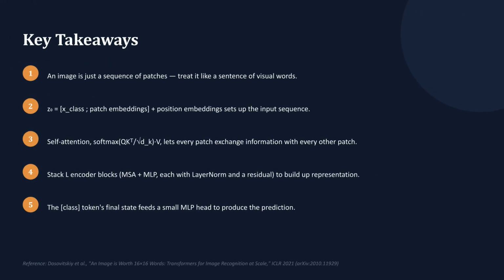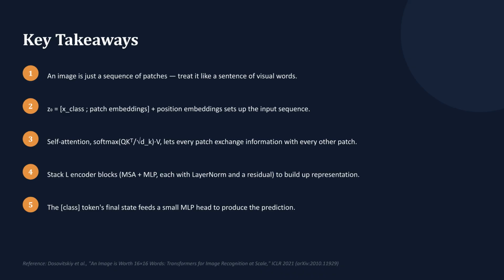Let's bring it all together. 1. An image is just a sequence of patches. Treat it like a sentence of visual words. 2, Z0, the class token, plus the patch embeddings, plus position embeddings, sets up the input sequence. 3, self-attention. Softmax of QK transpose over the square root of dk times V lets every patch exchange information with every other patch.